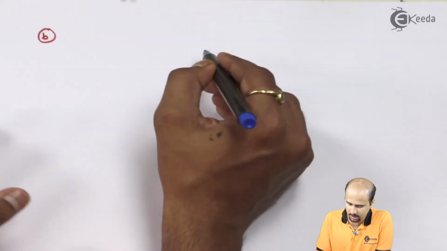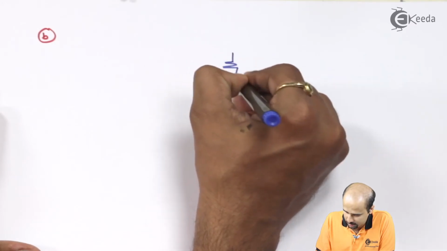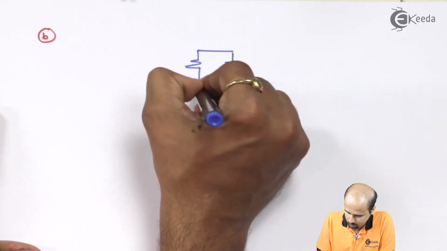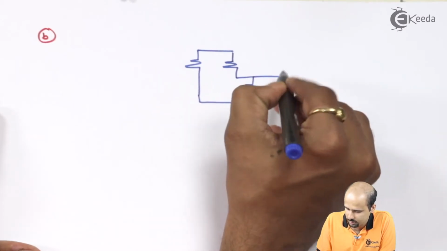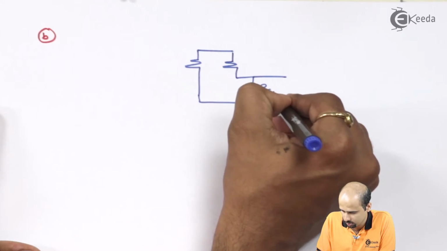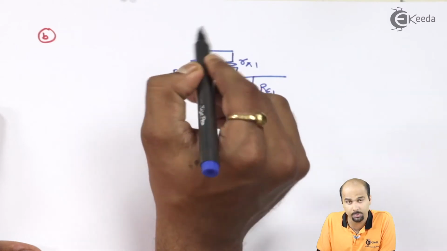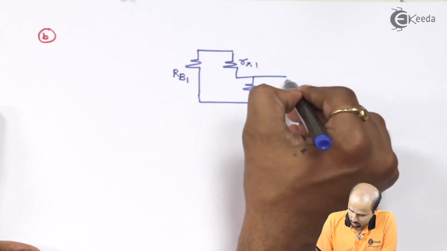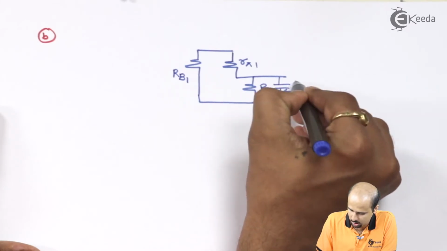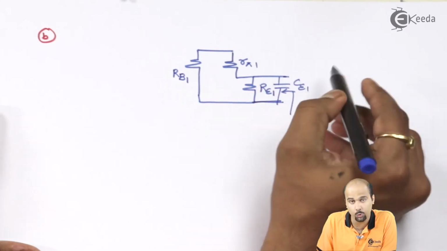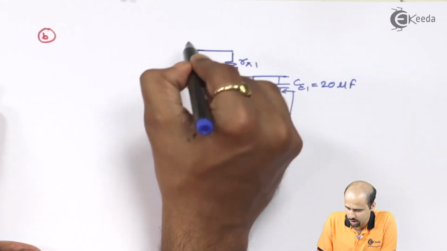Okay, we'll draw the circuit for the B part. The B part is nothing but for the bypass capacitor. So this is your circuit for the bypass capacitor and RC network, which comprises RB1, R pi 1 and RE1. We know the values of these. This is your CE1, that is 20 microfarad, right? R pi 1 and RE1 values are known to me.